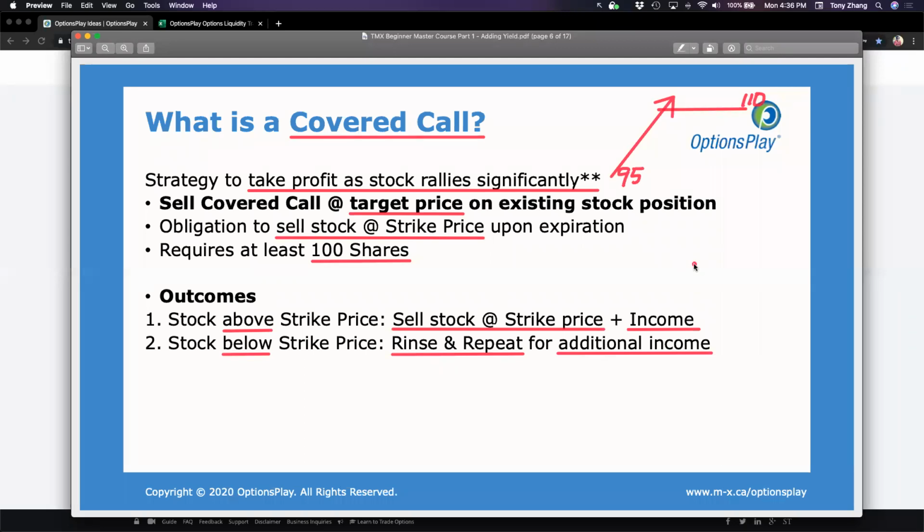So far we've talked about selling a put option in the first slide, and now we've talked about selling a call option. So for those of you that joined us on our last course, we covered a short put and a short call.